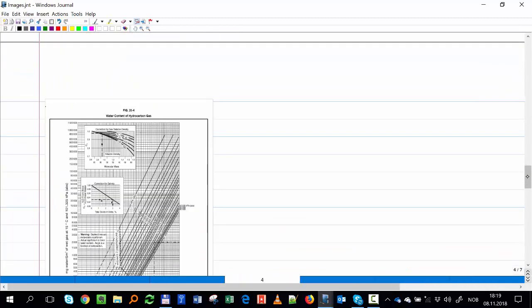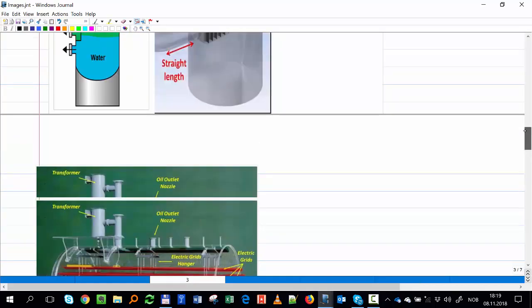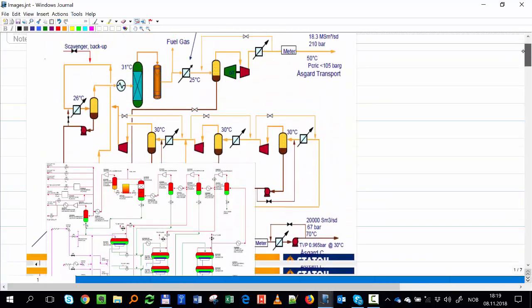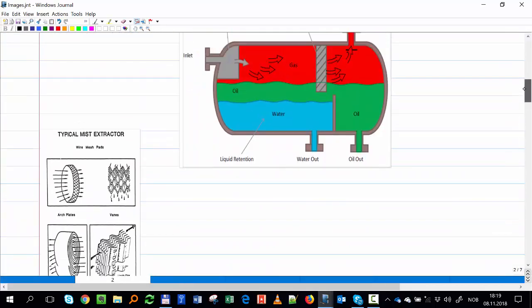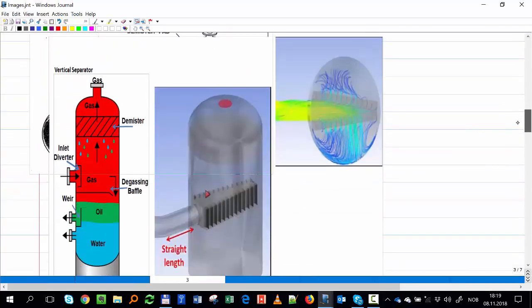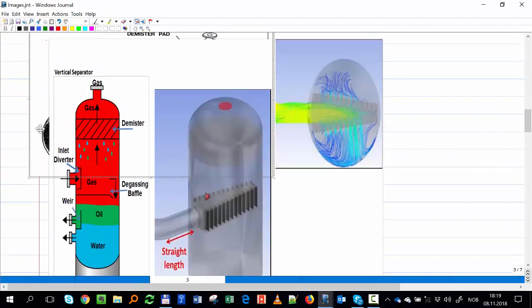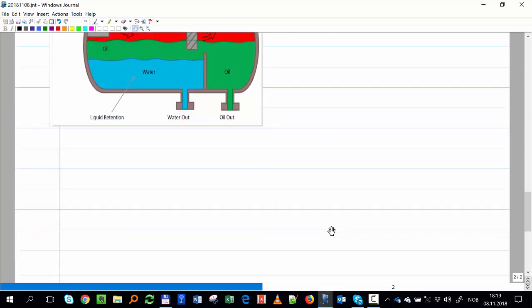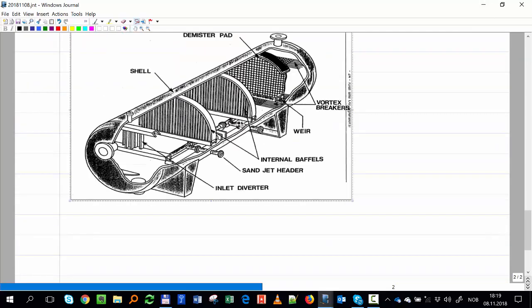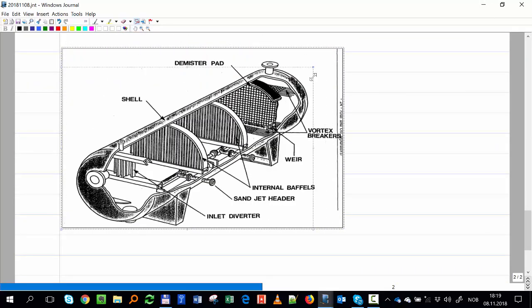Oh, I had another figure, which was... okay, it's here. Yeah, it's behind the... okay.